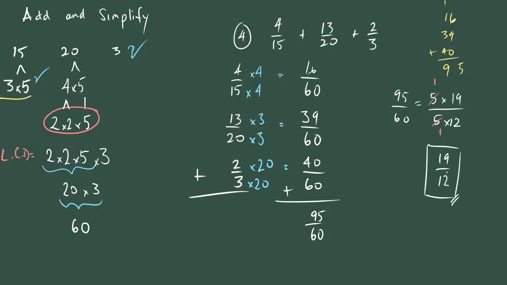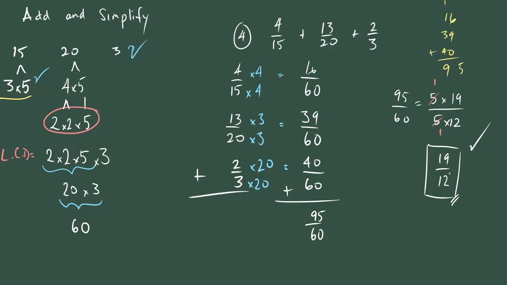You might say, wait, this is an improper fraction, so I can change that into a mixed numeral. Yes, you can do that. However, recall that an improper fraction can be simplified to its lowest terms as well. It doesn't necessarily need to be a mixed numeral to be reduced. Therefore 19 over 12 should be fine.